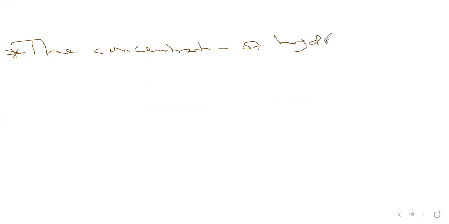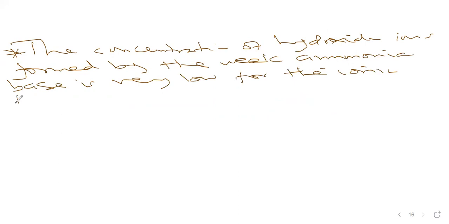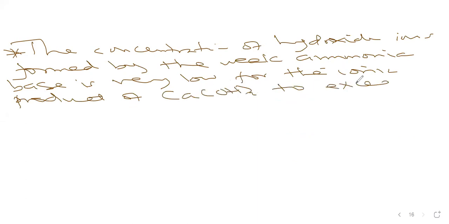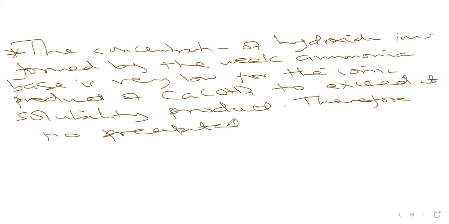So after writing that, you say, this is the gist of the answer. The concentration of hydroxide ions formed by the weak ammonia base is very low for the ionic product of calcium hydroxide to exceed its solubility product. Therefore, no precipitation occurs.